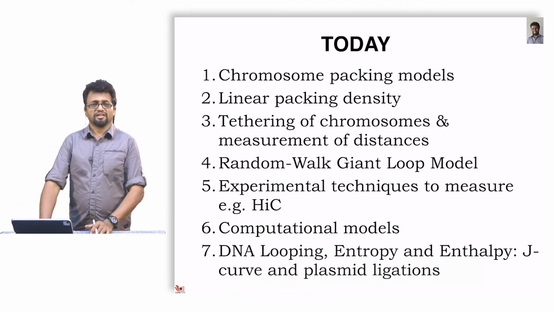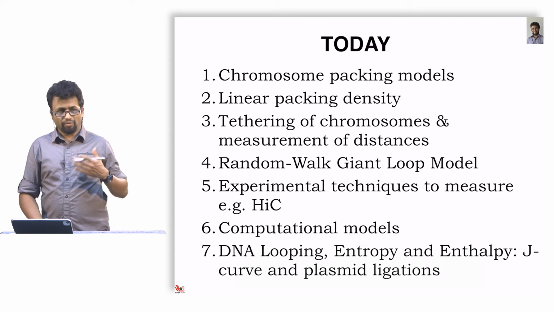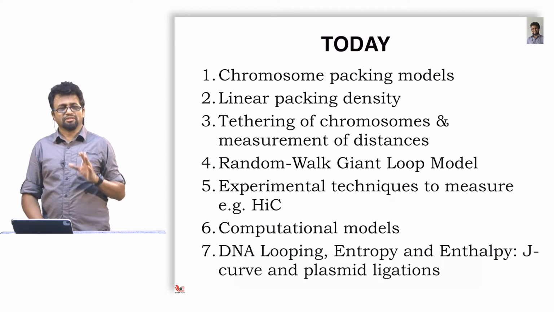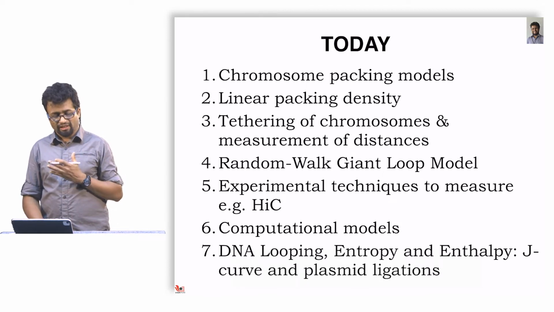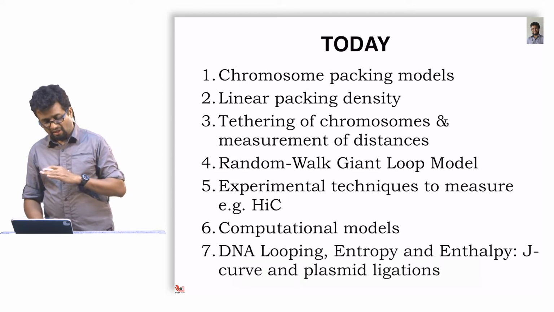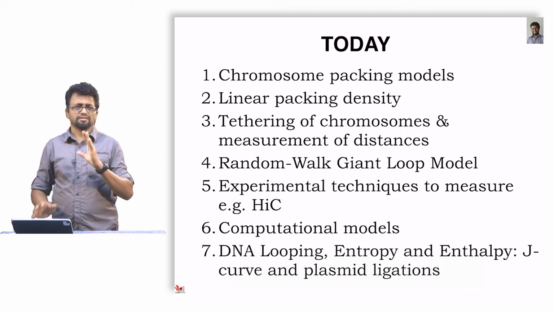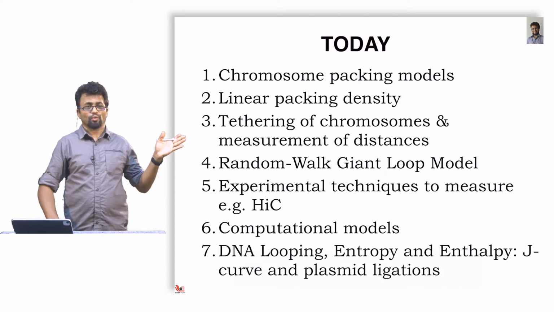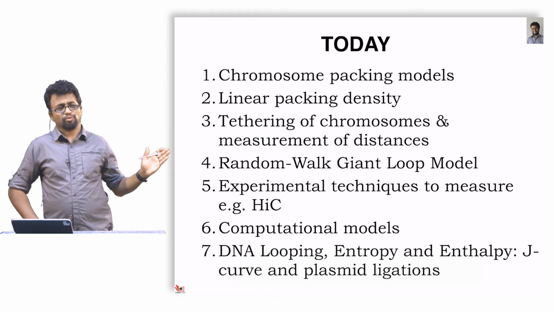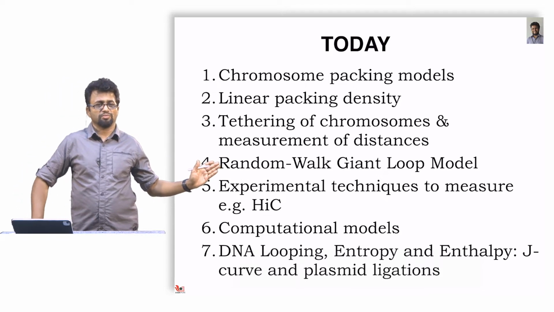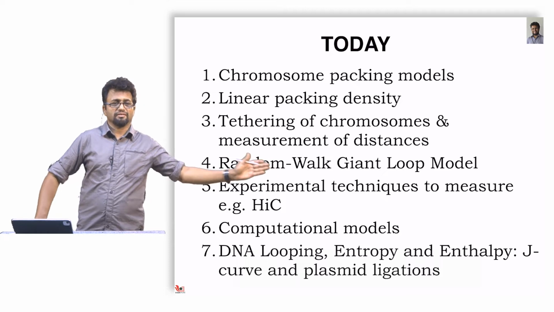So, we will discuss some standard models of chromosome packing from what we understand from biochemistry, cell biology and molecular biology. Then we will discuss some measures or quantitative approaches to understanding linear packing density. We will then go on to discuss how tethering might happen, and these tetherings are very difficult to measure. So, they involve some experimental approaches that are quite interesting, and they have been fundamental to improve our understanding of chromosomes. We will then discuss something called the random walk giant loop model, and if you remember, we have talked about random walk models before. This giant loop is an additional factor, right?